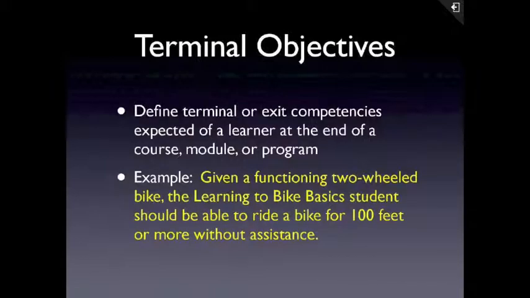Okay, we mentioned briefly beforehand terminal and enabling objectives, so we want to differentiate those two now. A terminal objective defines a terminal or exit competency that is expected of a learner at the end of a course, module, program, lesson, whatever. So here's an example. Given a functioning two-wheeled bike, the learning to bike basics student should be able to ride a bike for 100 feet or more without assistance.